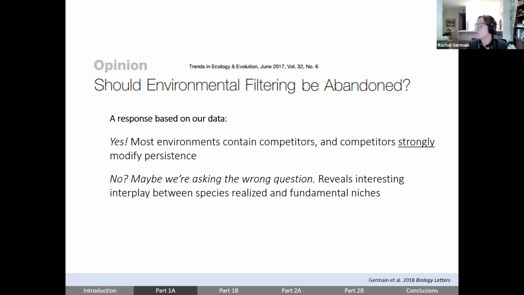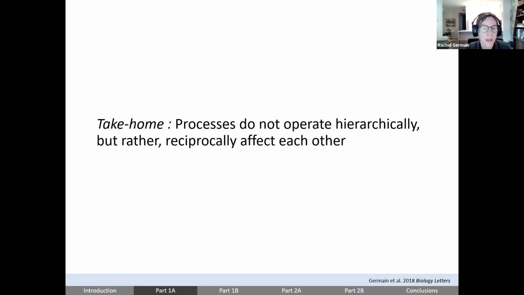And what I will say too, I teach a really large second year ecology class, and I don't use that schematic anymore. I focus more on all processes being equal, how they interact with each other, and what the outcomes are. So the take home here is that the processes do not operate hierarchically, but rather they're reciprocal processes that all affect each other and interact.